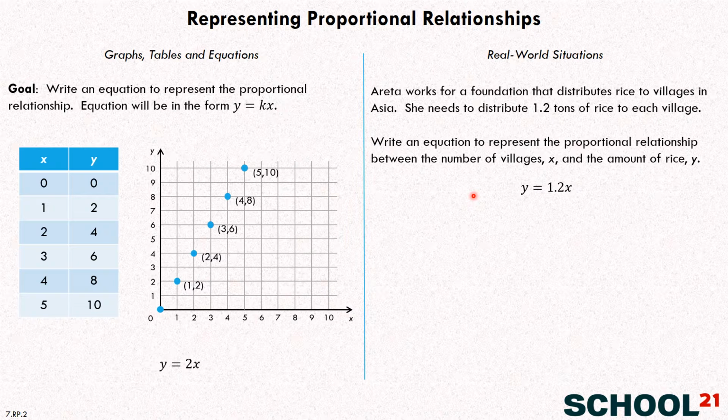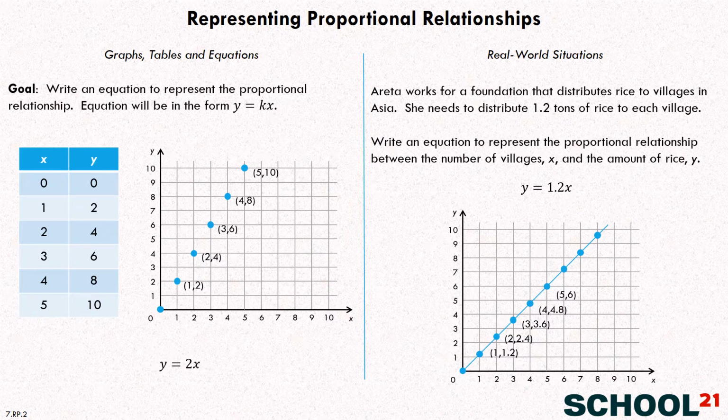Of course, we can also graph this. We can go ahead and show that if she is going to be going to 1 village, as you say, she would need 1.2 tons of rice. 2 villages would be 2.4. We can go right up the line here and extend this forever. If there were 0 villages, she wouldn't need any rice, so that would be 0, 0. And you can see, just like we said, these points line up in a straight line that goes through the origin. Okay? So that's how you represent a proportional relationship with an equation. Make sense? Yeah. Good job.